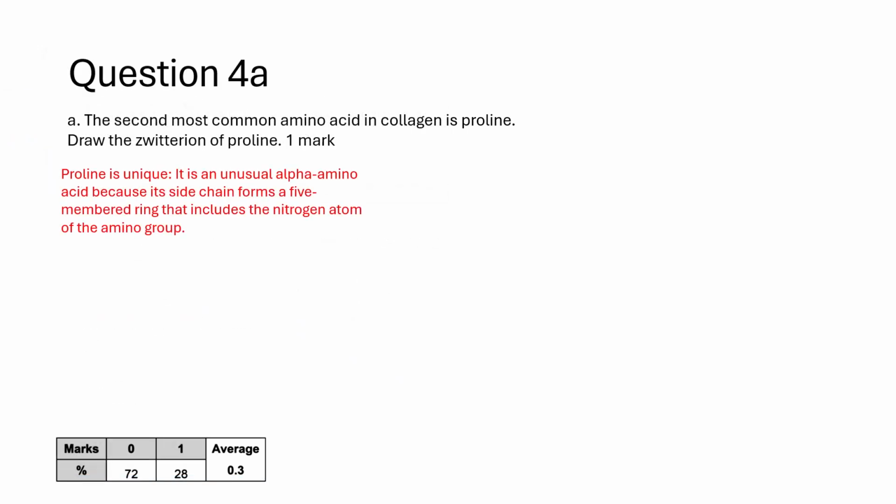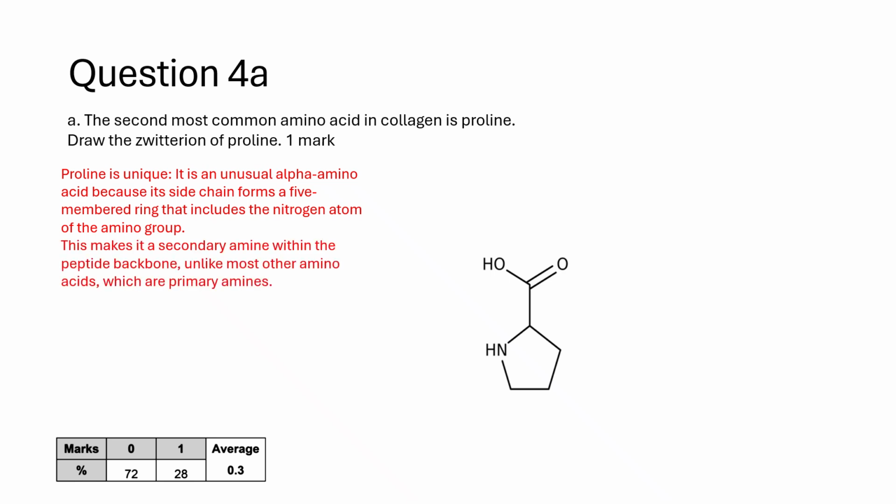Proline is unique. It is an unusual alpha-amino acid because its side chain forms a 5-membered ring that includes the nitrogen atom of the amino group. This makes it a secondary amine within the peptide backbone, unlike most other amino acids, which are primary amines.